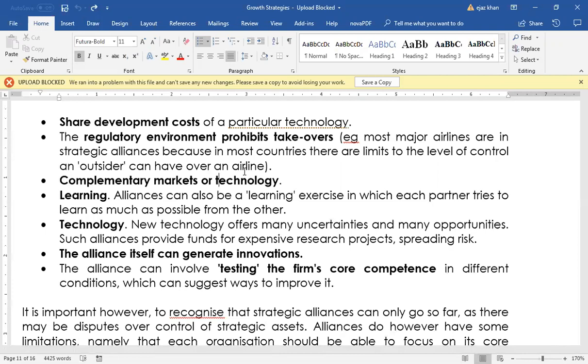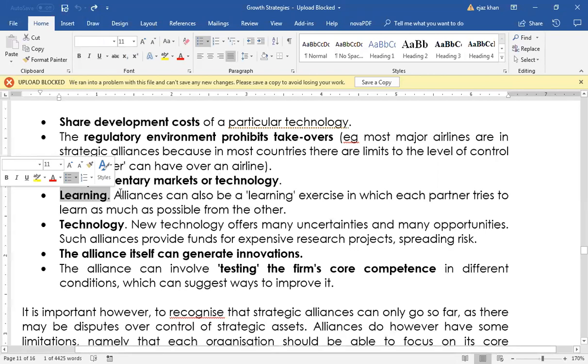Yep, this is another good example of Apple Pay and Mastercard. So strategic alliances will be because of complementary markets and technology. It can be for the basis of learning, like I told you that IMA and ACCA have been involved in core research projects, and the basic reason is to learn from the experiences of each other.